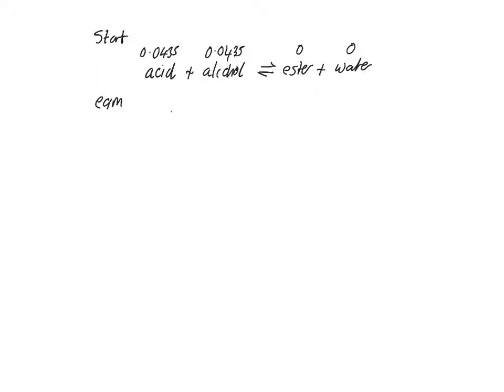At equilibrium, you know that some of the ester and some water have been formed. So therefore, at equilibrium, the amount of acid that remains is equal to 0.0435 minus X, because that's the X moles of ester and water that have been formed. Same for the alcohol. The amount at equilibrium is equal to 0.0435 take away X, because that's the moles of ester and water that have been formed.